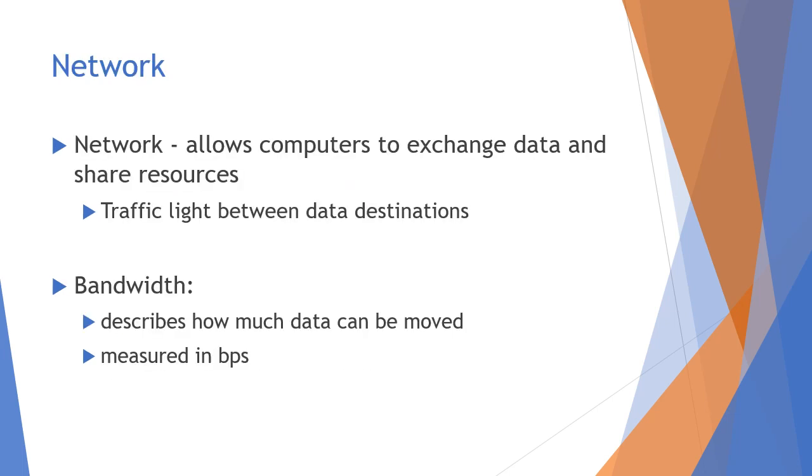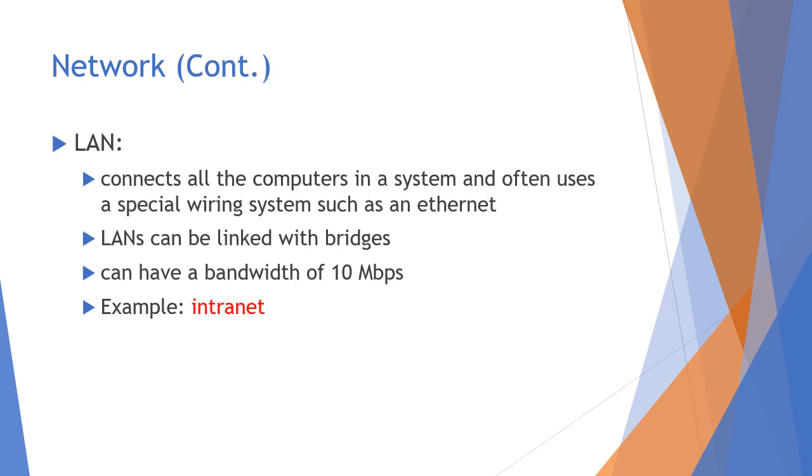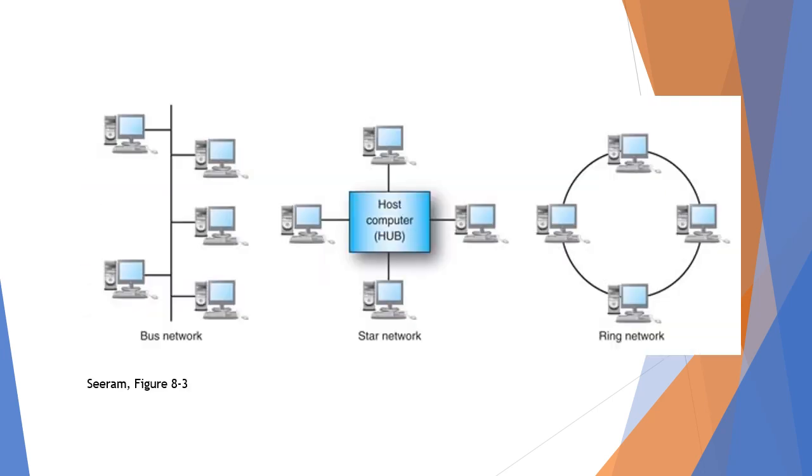Network. The network allows computers to exchange data and share resources. It's kind of like a traffic light between data destinations. The bandwidth describes how much data can be moved and is measured in bits per second. The LAN, which is a local area network, connects all the computers in a system and often uses a special wiring system such as Ethernet. LANs can be linked with bridges. They have a bandwidth of 10 megabits per second. An example is an intranet.